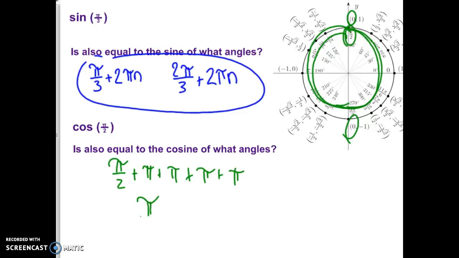So I abbreviate that as pi n. The cosine of pi halves is equal to any angle of pi halves plus pi n, where n is a whole integer. Okay? And that is the background information.